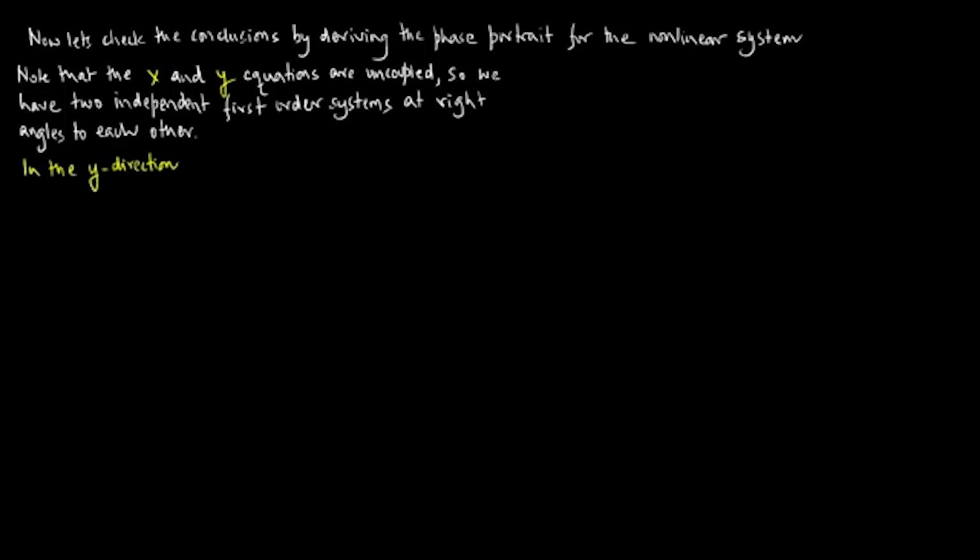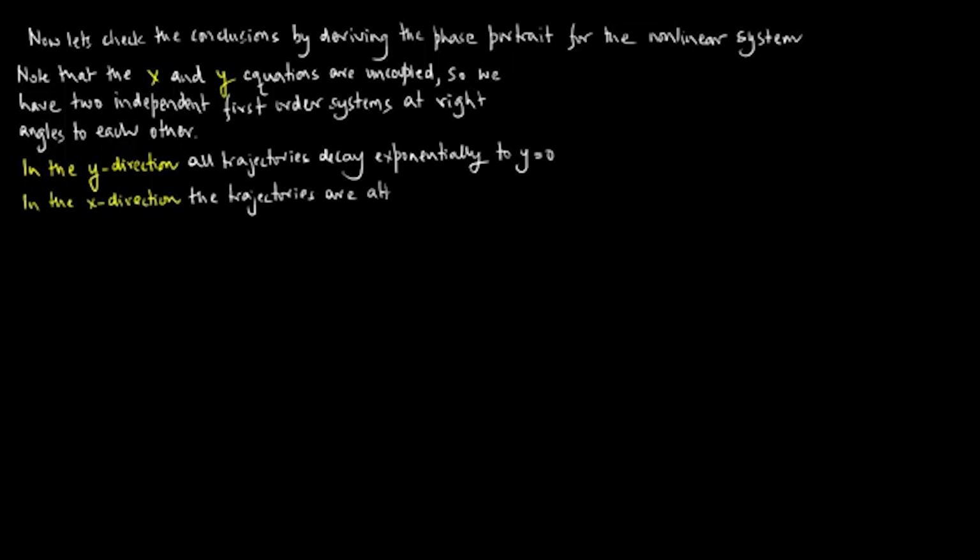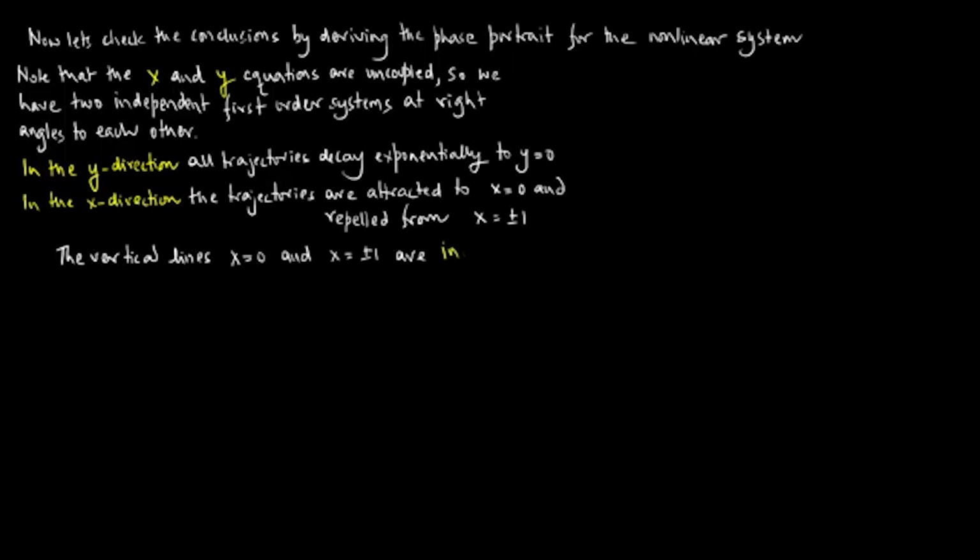In the y direction, all the trajectories decay exponentially to y is equal to 0. In the x direction, the trajectories are attracted to x is equal to 0 and repelled from x is equal to plus minus 1. The vertical lines x is equal to 0 and x is equal to plus minus 1 are invariant because x dot is equal to 0 on them.